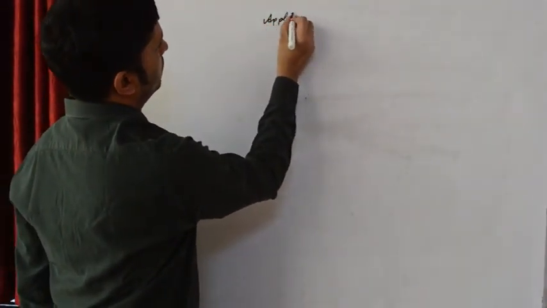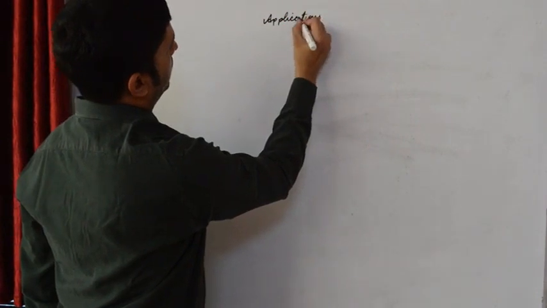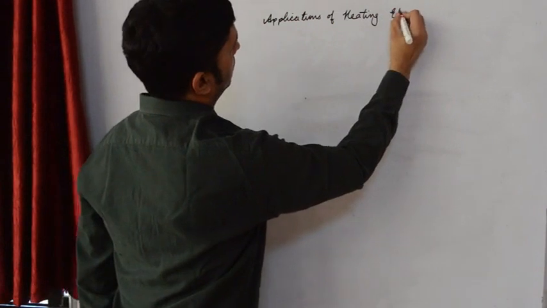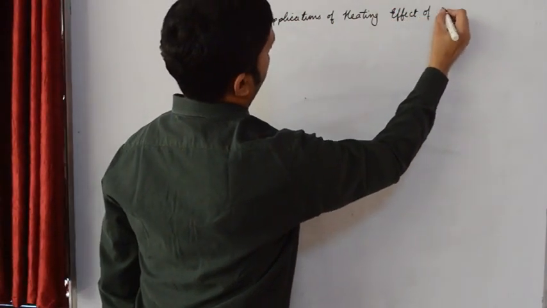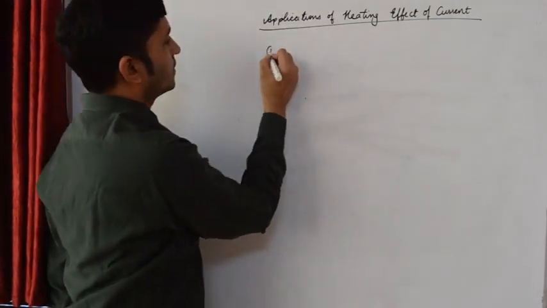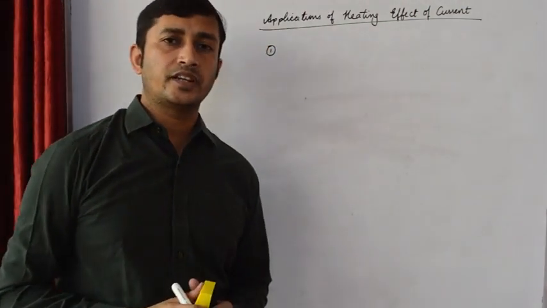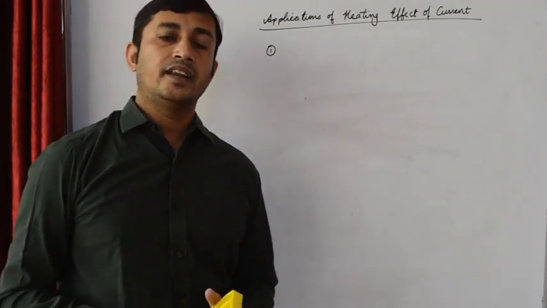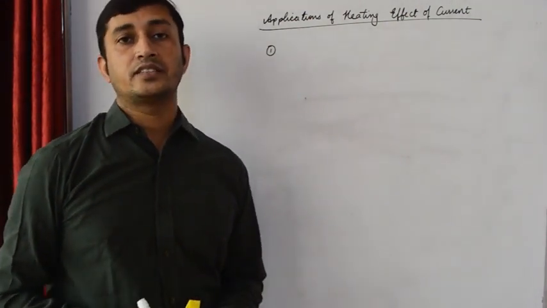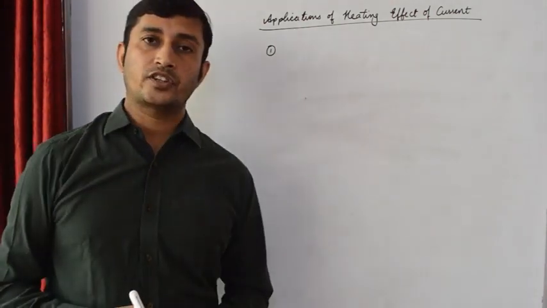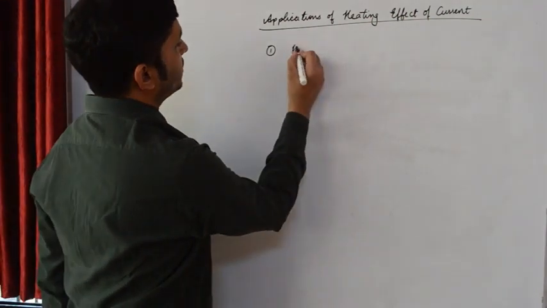Applications of heating effect of current. First, this heating effect of current is mainly used in all electrical heating devices like electric geyser, electric iron, toasters, ovens, etc. The heating effect of current is used in heating devices.